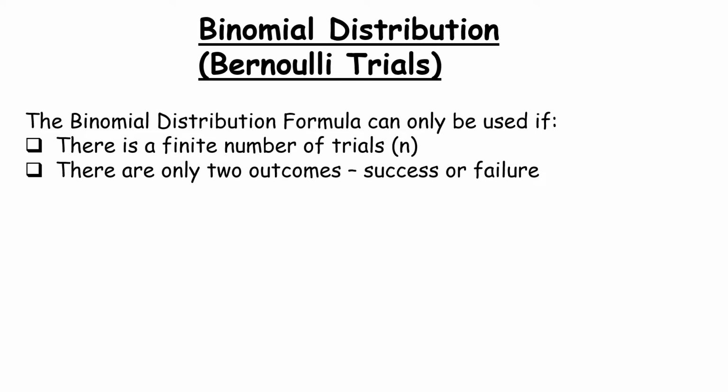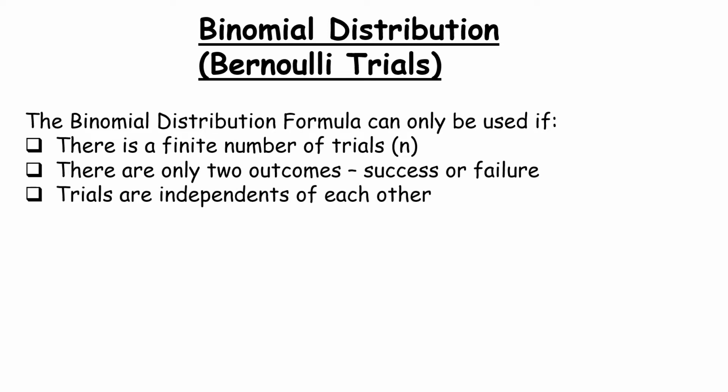So although we call this success and failure, we don't necessarily mean that it is good versus bad, it's what we want versus what we don't want. Trials must be independent of each other. So it's important that when one thing happens, it doesn't affect the next thing.